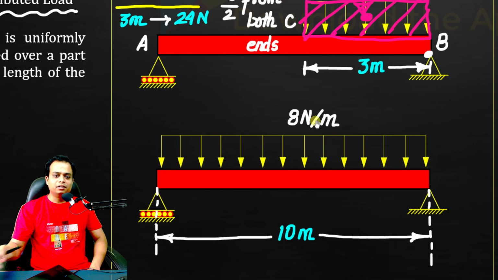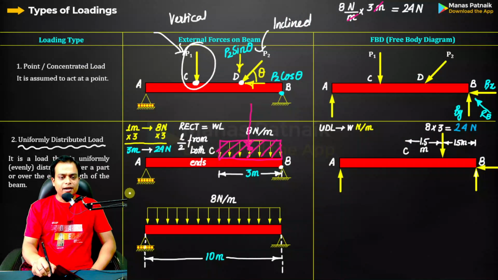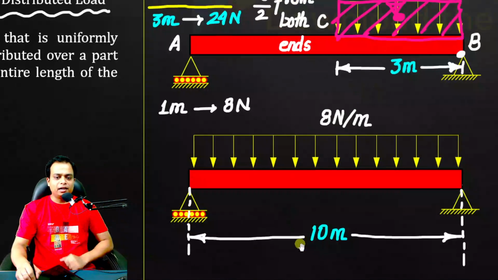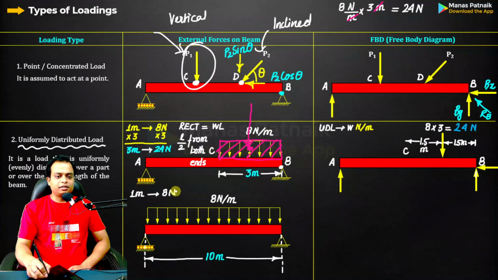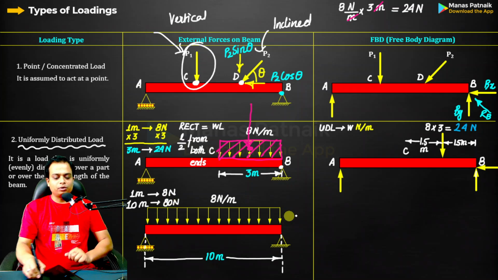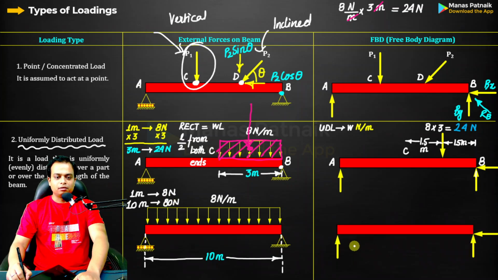That means in 1 meter, the load is 8 Newtons. So you can analyze it this way. If in 1 meter, it is 8 Newtons, then we've got a span length of 10 meters. So for 10 meters, you simply need to multiply both sides by 10. So this is going to be 80 Newtons. So what you can simply do is, again, you see an 80 Newton point load right at the center.